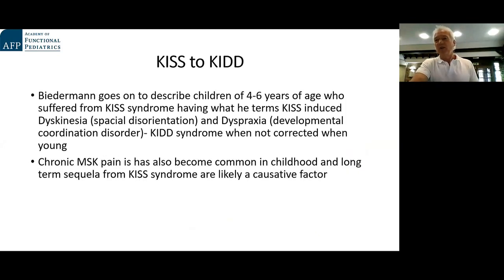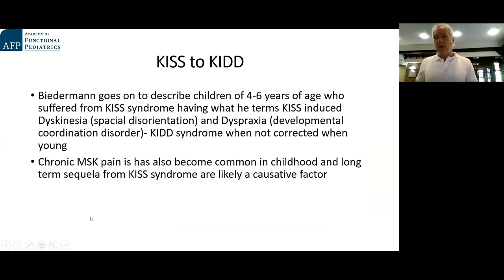Now, Heiner Biedermann talks about the KISS to KiDS thing, which is a really interesting thing where he describes children of 4 to 6 years of age who suffer from KISS-induced dyskinesia, spatial disorientation, dyskinesia, and dyspraxia, the lack of normal developmental coordination disorder, KiDS syndrome, when not corrected when young. And because there is literature on this, this can be parents' fears when you describe their kid's got a KISS syndrome. But one of the things we're going to say is, well, if we're treating this when young, we're going to try and make sure this doesn't happen.